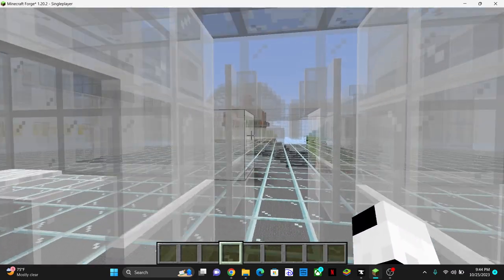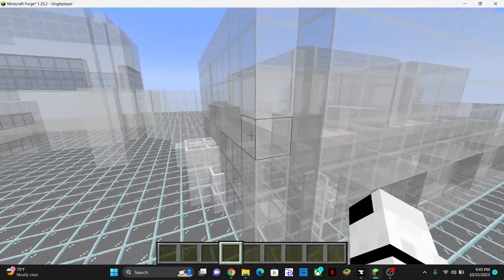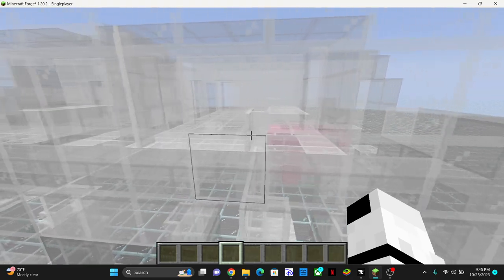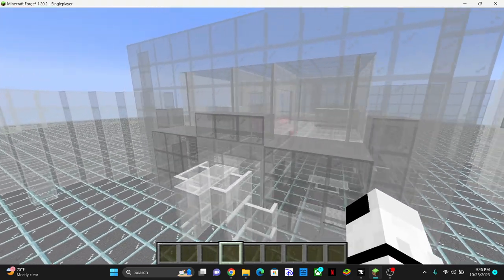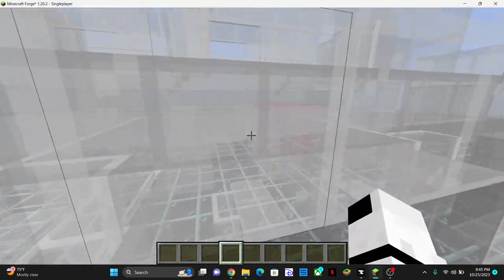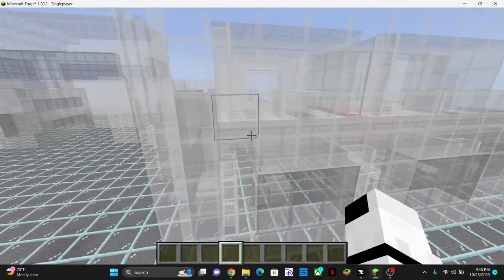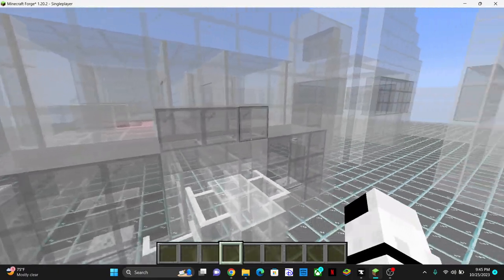So this house right here represents how the One State controls everyone. They can see everyone from the outside, and it shows how they control and manipulate everyone here.